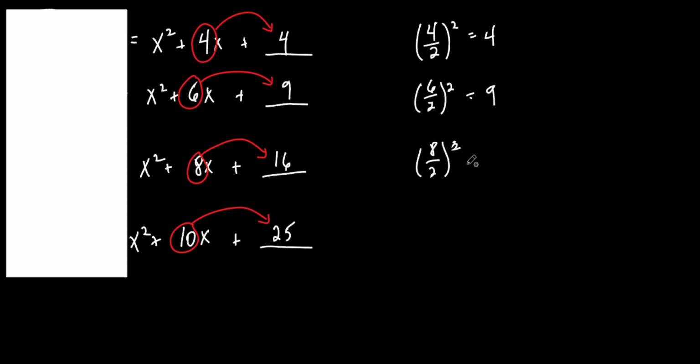Squared. 8 divided by 2 is 4. Squared is 16. One more. 10 divided by 2 is 5. Squared is 25. So you see what you got going from here to here.